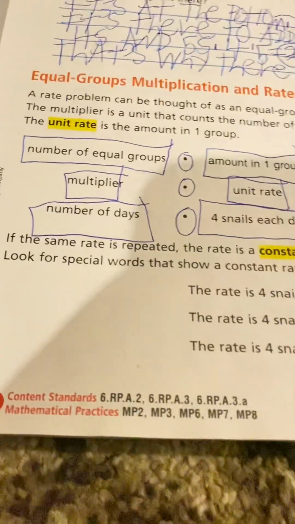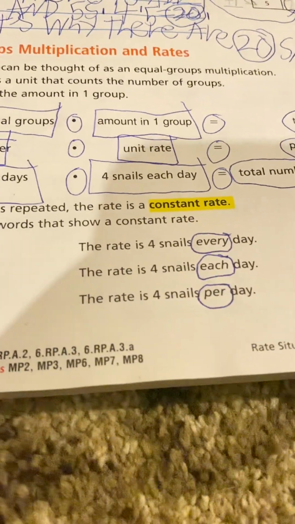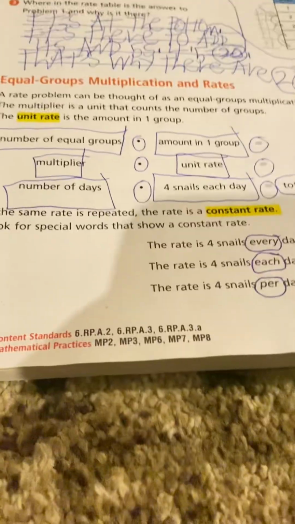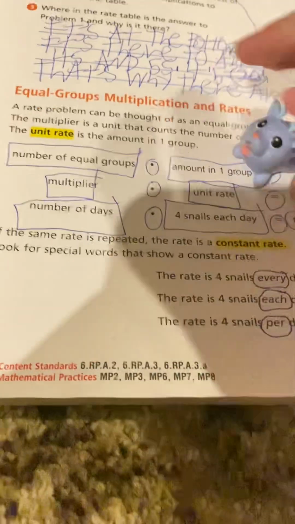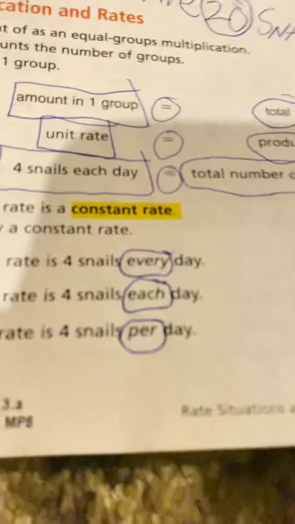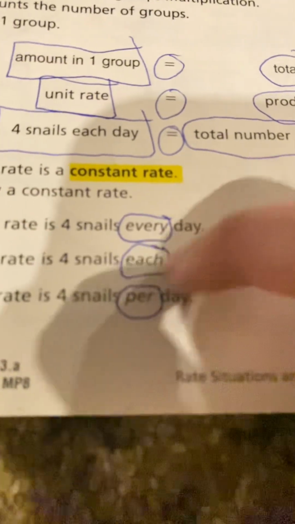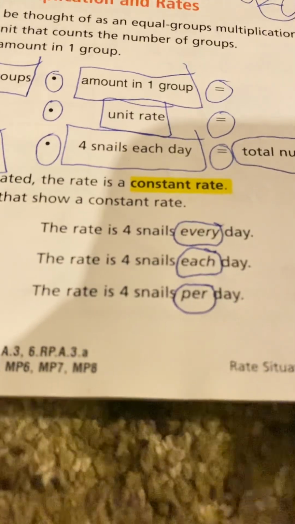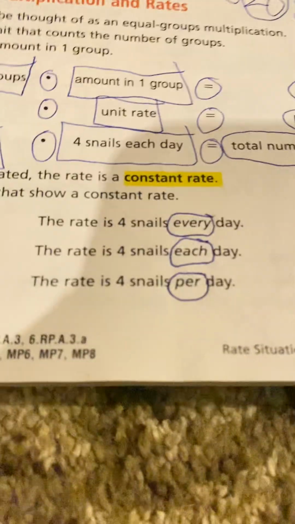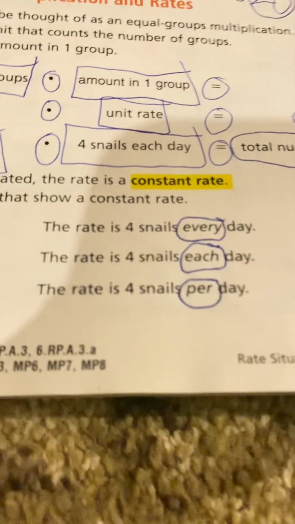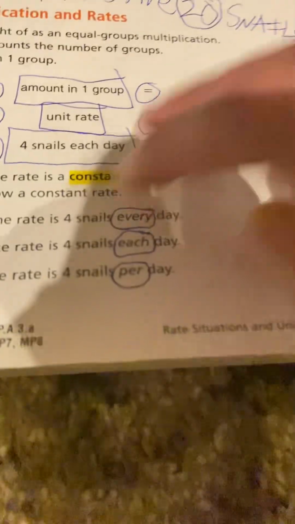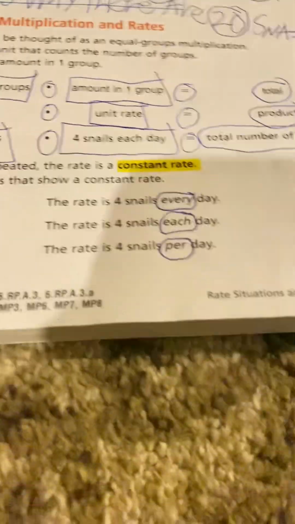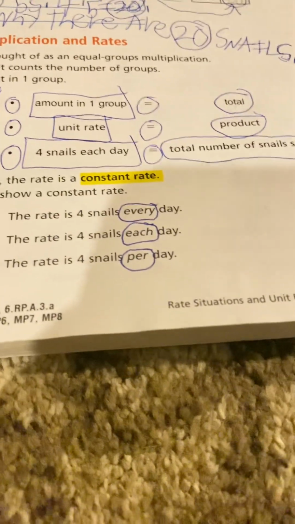If the same rate is repeated, the rate is a constant rate. There are special words that show a constant rate, such as every, each, and per. The rate is 4 snails every day, the rate is 4 snails each day, and the rate is 4 snails per day. No matter which word you use, they are exactly the same thing. Yeah, so it's pretty easy.